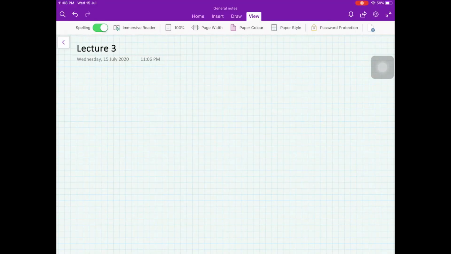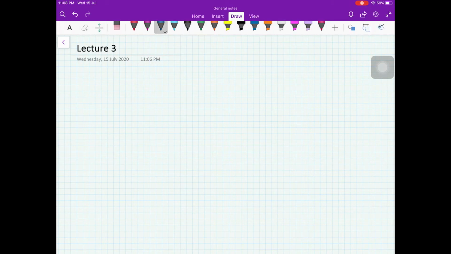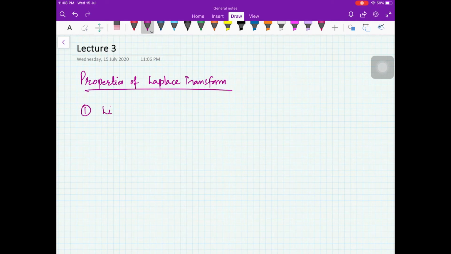Hello students, in this video we will be talking about the properties of Laplace transformation. So let us look at the properties of Laplace transformation. So you have the first property. So let me write down properties of Laplace transformations, and I will simultaneously solve the problems. So the first property is linearity.